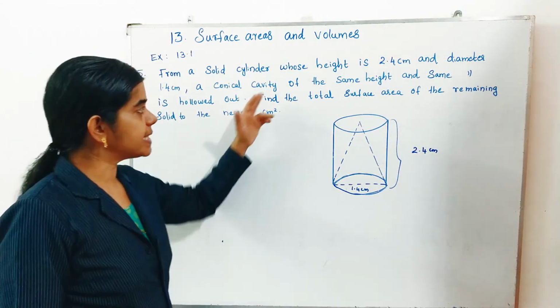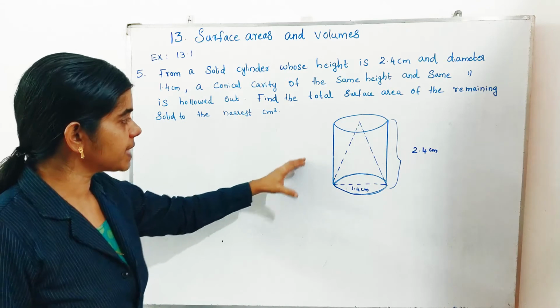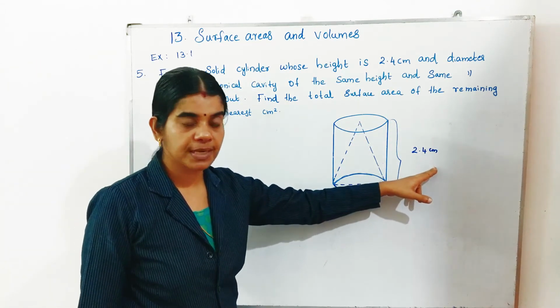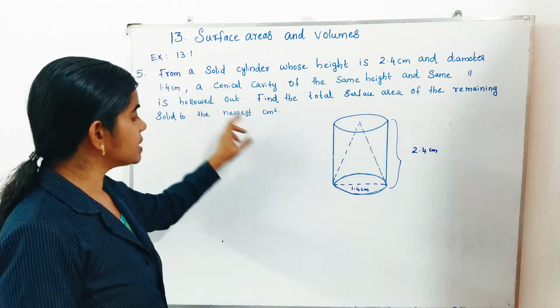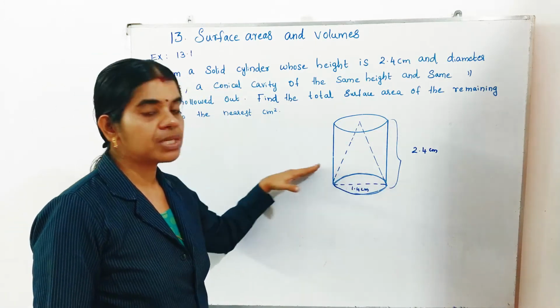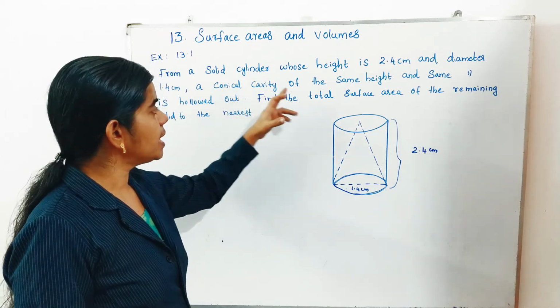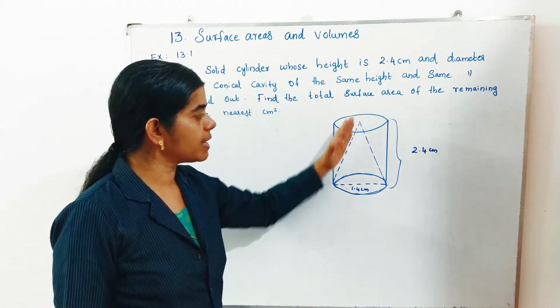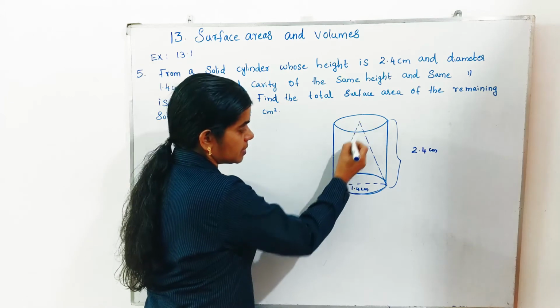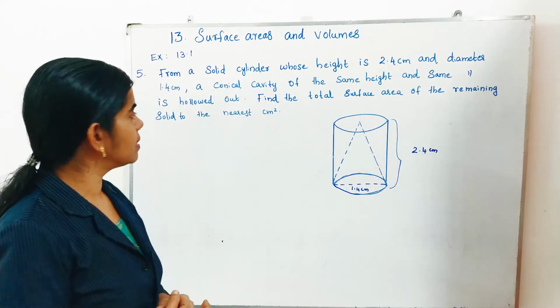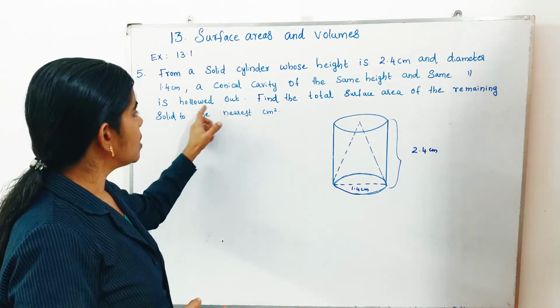From a solid cylinder whose height is 2.4 centimeter. One solid cylinder is there, its height is 2.4 centimeter and the diameter is 1.4 centimeter. A conical cavity of the same height and the same diameter is hollowed out.